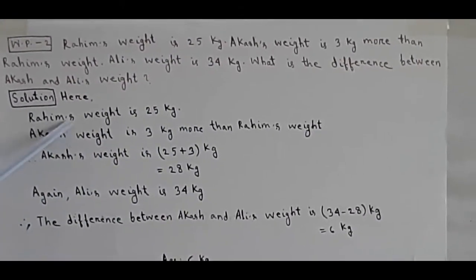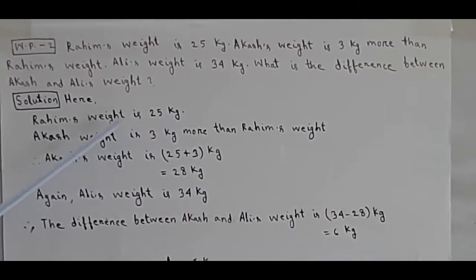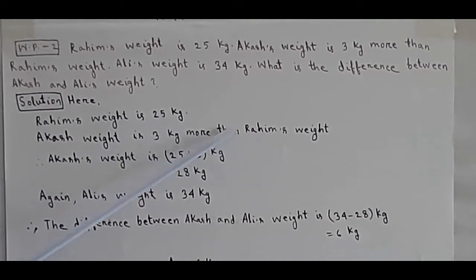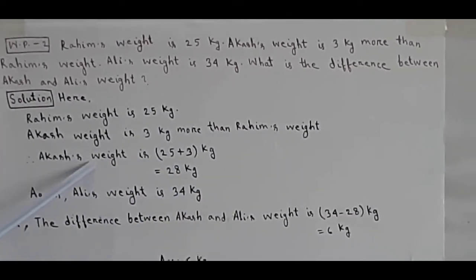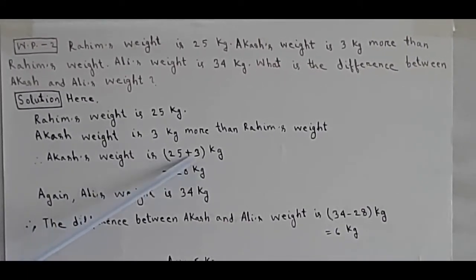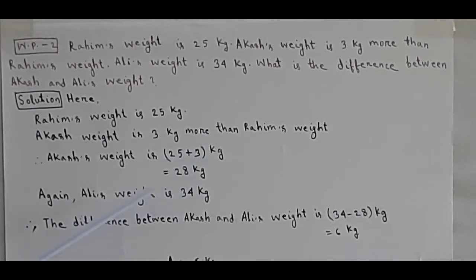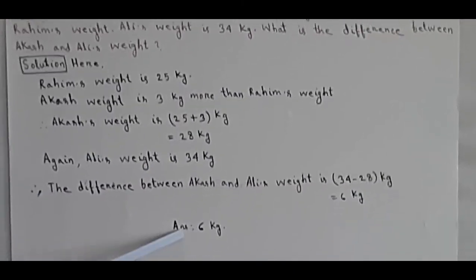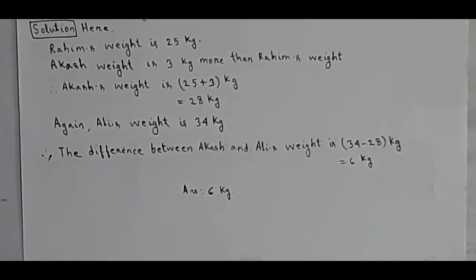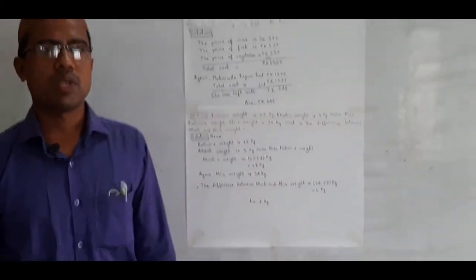Okay. Now Rohim's weight is 25 kg. Akash's weight is 3 kg more than Rohim's weight. Therefore, Akash's weight is 25 plus 3 is equal to 28 kg. Again, Ali's weight is 34 kg. It is given in the question. Now, the difference between Akash and Ali's weight is 34 minus 28. It will be 6 kg. And answer 6 kg. Now, the students, we have finished our today's class.